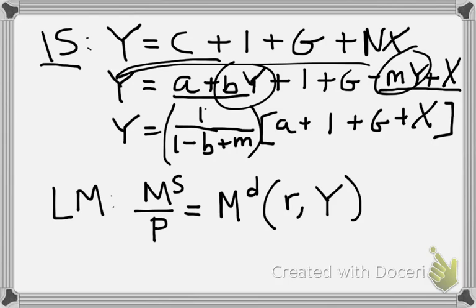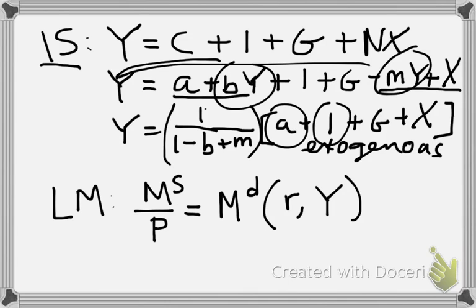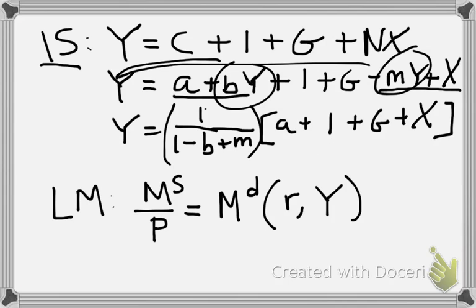And then we have our exogenous variables over here: autonomous consumption, autonomous investment, government spending, and exports, which we are assuming are exogenous. That's the IS side of the model. Then we have the money side of the model.